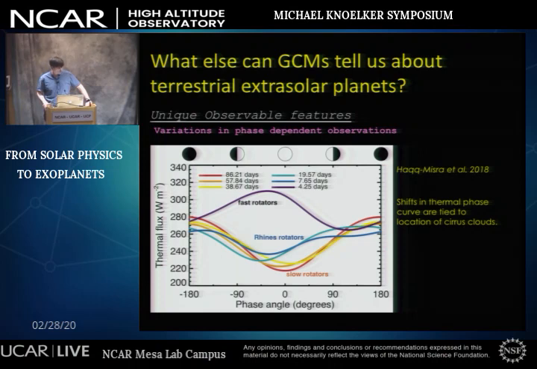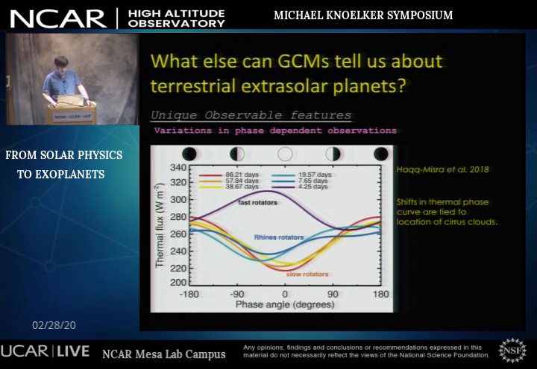So this is some work done by one of Jim's former students, Jacob Hock-Misra, showing how different thermal phase curve patterns can be used to differentiate these different rotation rates, with fast rotators having a flipped thermal phase curve versus slower rotators, and then intermediate rotators as a function of the phase, shown with the cartoon at the top.